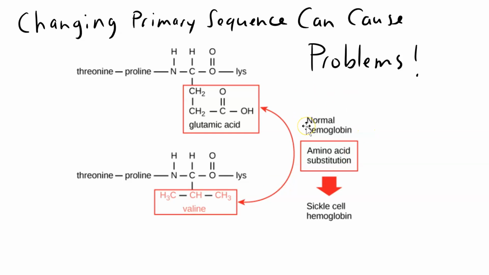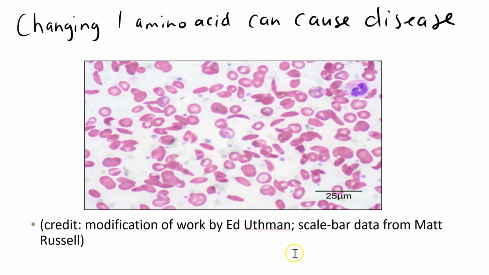So normally hemoglobin does not clump together and does a good job of transporting oxygen throughout the blood. But when you have this amino acid substitution to a valine amino acid, you get sickle cell. If you were to look at blood samples under a microscope, just by changing that one amino acid in the primary structure of the protein, you get some red blood cells that, when deprived of oxygen, become crescent-shaped, resulting in a whole host of problems for the person that has that.